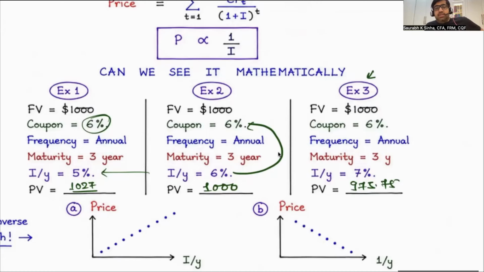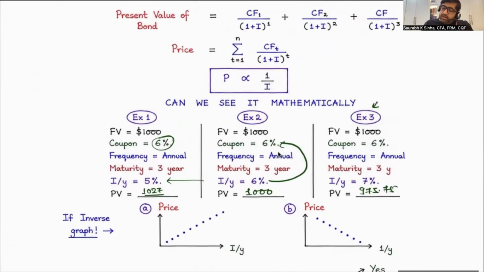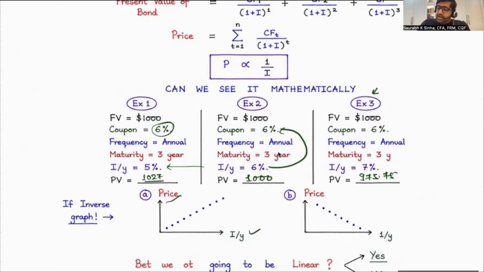Now, if I have to ask you whether price and yield, or price and interest rate, will have this image or this image. Graph A is increasing: if interest rate rises, then bond price will also rise. Or it will have an image where if interest rate is rising, then the bond price is actually falling. If you see from this example, if interest rate is rising, bond price is falling from 1027 to 1000 to 973.75. It is actually falling.